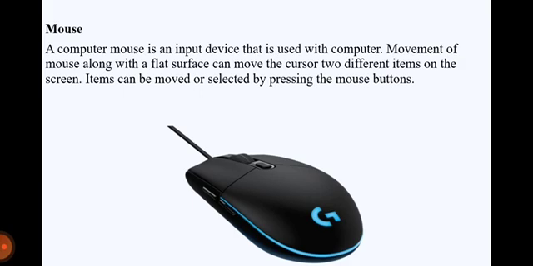Next part is mouse. A computer mouse is an input device that is used with computer. Movement of a mouse along a flat surface can move the cursor to different items on the screen. Items can be moved or selected by pressing the mouse buttons.